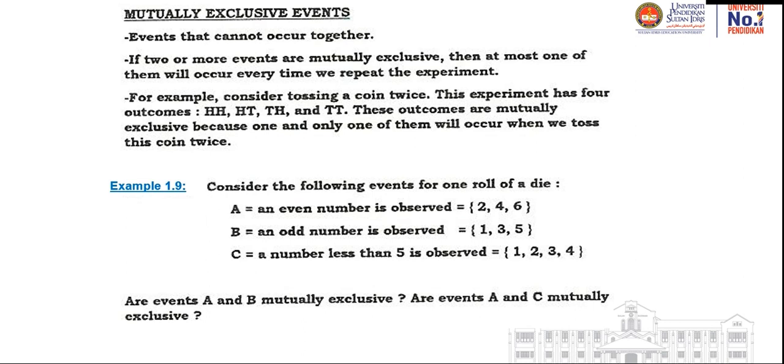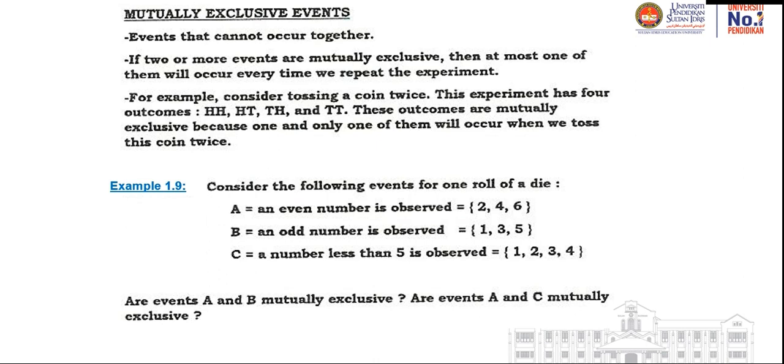Another example: if you take an exam, it's either you fail or pass. Fail and pass are mutually exclusive events because those events cannot happen at the same time. There are many other examples. Maybe you can just think of it and try to relate it with this situation of mutually exclusive events.